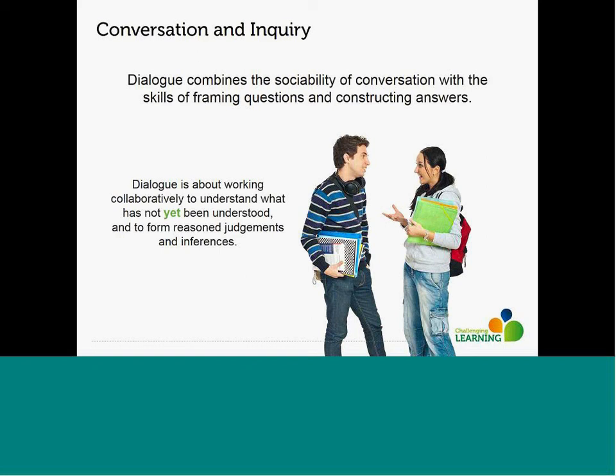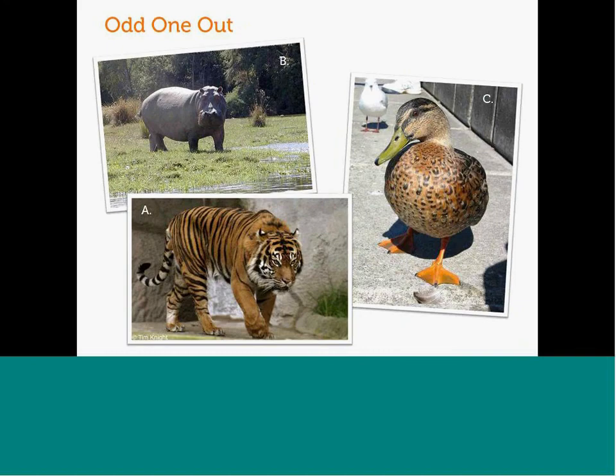I'm going to give you an activity to try. I'm going to give you a dialogue task, even though we're all spread out across the world to try. Have a look at these 3 images. I'm going to ask you, which one do you think is the odd one out? You can use your paneling to select A for the tiger, B for the hippo, or C for the duck. Which one do you think is the odd one out?